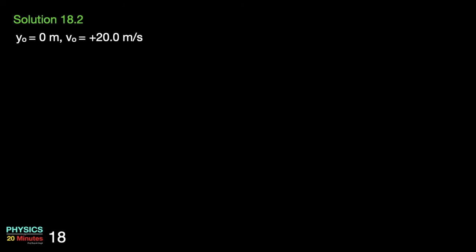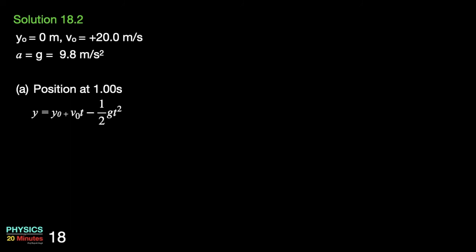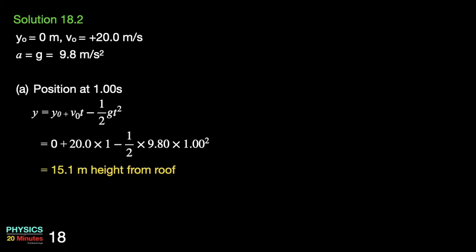So y0 is 0 because the origin is the point at which the ball is tossed. Initial velocity was 20 meter per second. It was upward, so it will be written as positive. Acceleration due to gravity is 9.8 meter per second square. So let's do the A part, finding its position at 1 second. So it's very straightforward. We use the position equation, y is equal to y0 plus v0 t minus 1 by 2 g t square. You put the values and solve. You get the answer as 15.1 meter height from the roof.